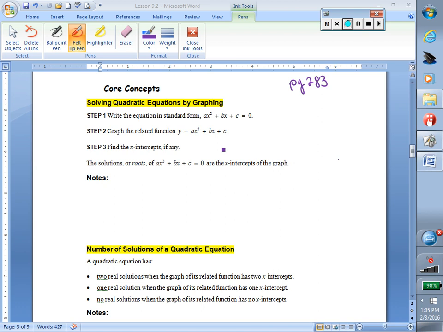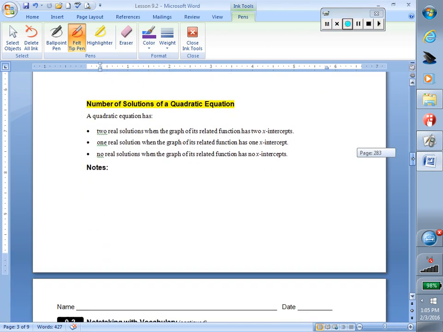And last but not least, it says find the x-intercepts. That's nothing new for us. We did all these things in chapter 8. The solutions, aka the roots, are the x-intercepts of your graph. And again, this really does fit right in with what we did in chapter 8. The one thing we really didn't see in chapter 8, though, are graphs that had no x-intercepts or maybe only one x-intercept. We didn't get very familiar with any of those graphs.